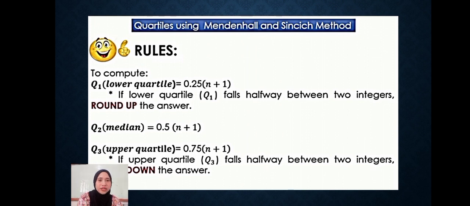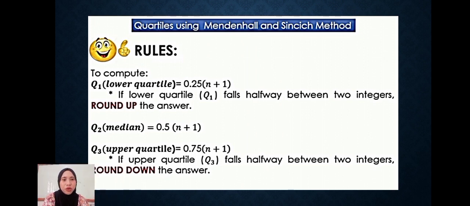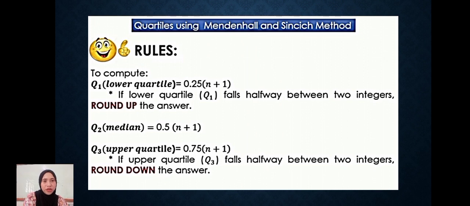For quartile 2, or the Q2 median, we have 0.5 times n plus 1. And for Q3, the upper quartile, we have 0.75 times n plus 1. If the upper quartile Q3 falls halfway between two integers, round down the answer.